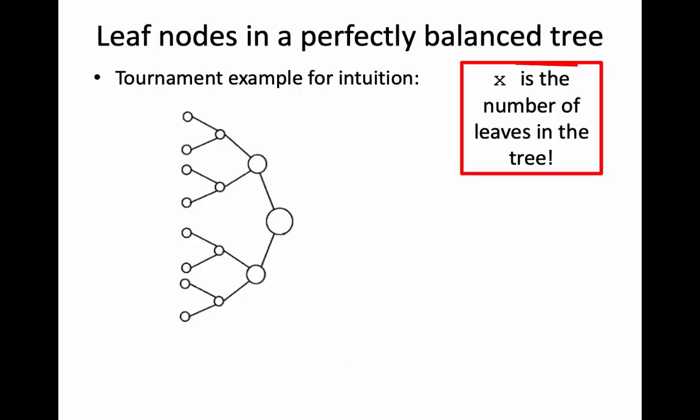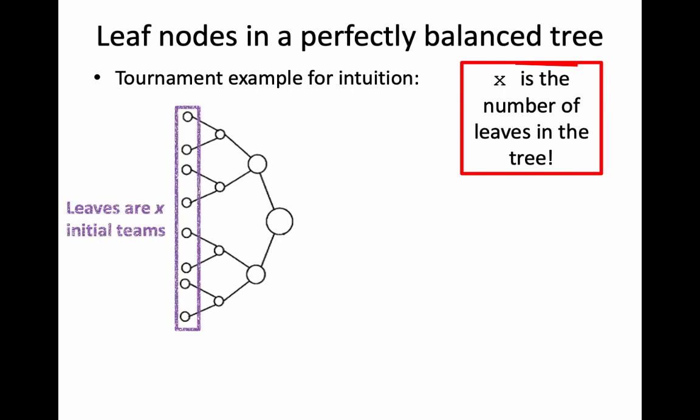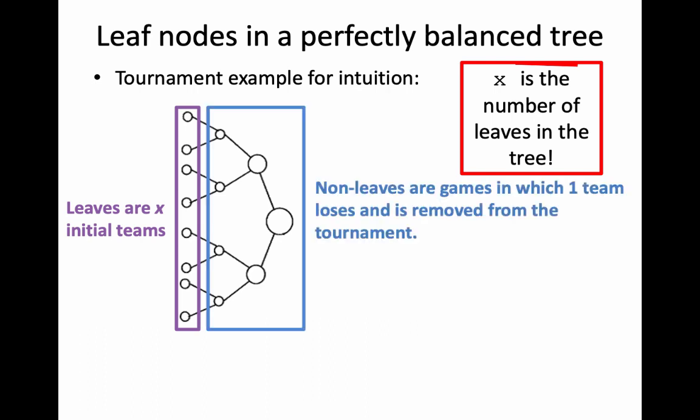So I want to use another example to give us intuition for the fact that the total number of nodes in a perfectly balanced binary search tree is just going to be the number of leaves times 2 minus 1. So imagine we're playing a tournament, and we have a power of 2 number of teams. That's on the left-hand side. So these leaves are our initial teams, and we're doing single elimination. So to get to the winner in the end, every team but one needs to lose once. So all these non-leaves are the games that they play, and in each game, one team loses and is removed from the tournament.